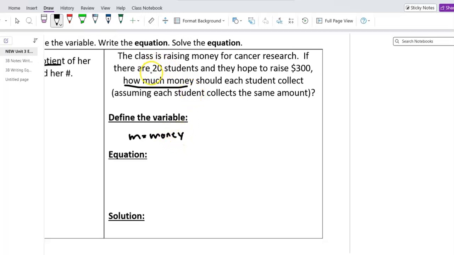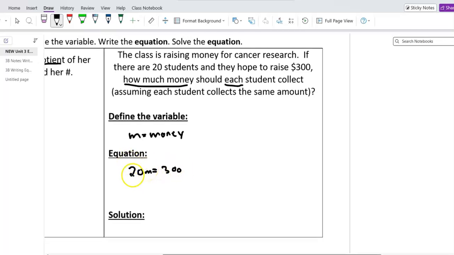And now we've got 20 students raising $300. This word each here is another multiplication word. So we are going to multiply the amount of students to figure out how much money each one of them is going to make. So 20M equals 300. 300 is the goal for this problem. That is why it's on the other side of the equal sign here.